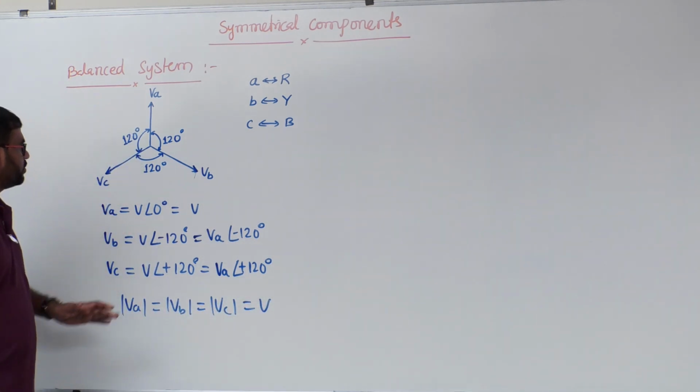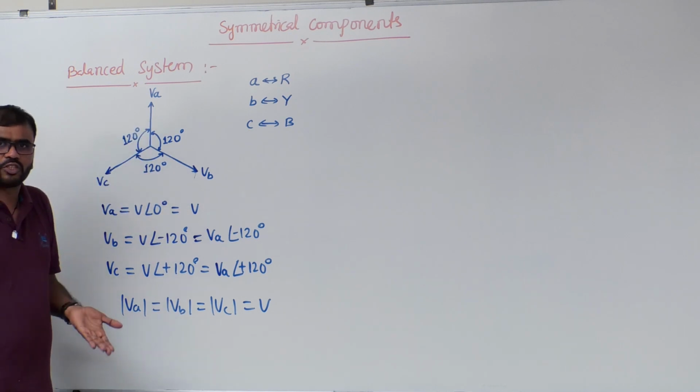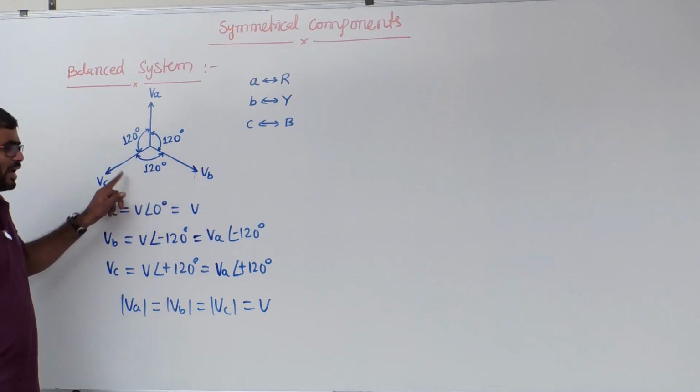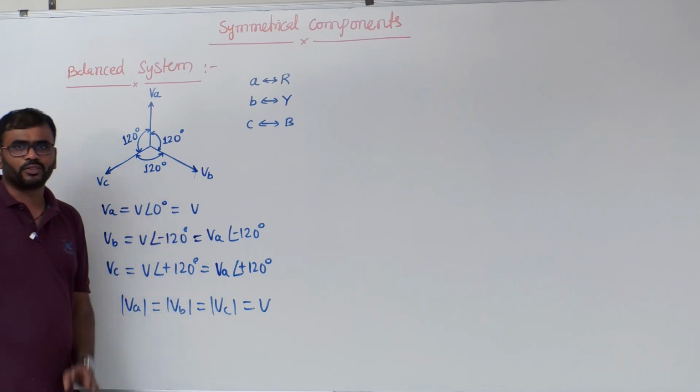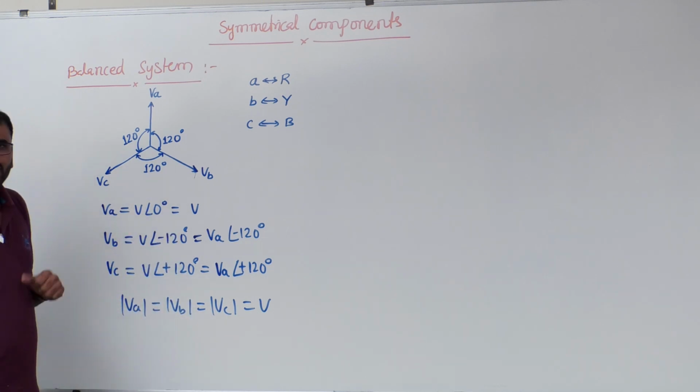So, in a balanced system, we have three phasors because it is a three phase system, equal in magnitude and phase displaced by 120 degrees. Okay. Now, that is about the balanced system.